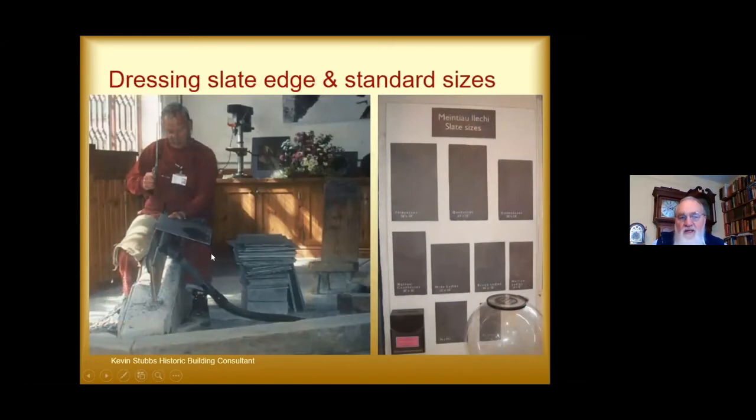The edges of the slates are dressed traditionally in this country. You've got an iron there, and he's using his zax, not an adze, for dressing off to an angle. If you get a tight butt joint between the slates, you get capillary action if you're not careful, water drawn in under the slates. So this is a specific way of dressing the slate.